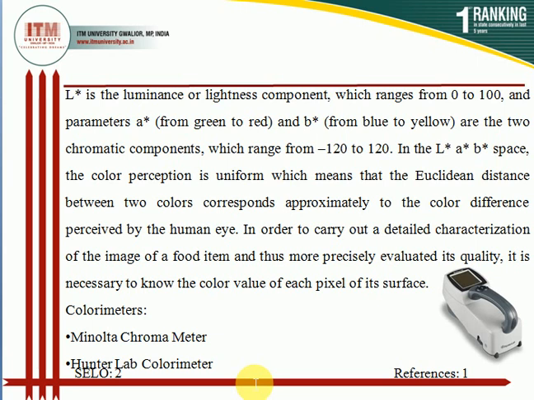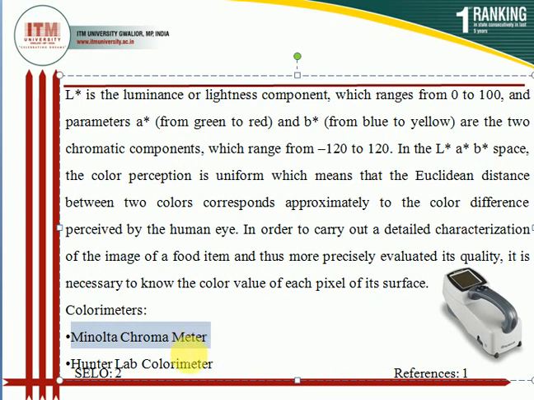Hunter Lab color also gives the LAB values, with similar ranges: lightness, greenness and redness, and blueness and yellowness. But there is only one difference. Before using, we have to standardize the Hunter Lab color, and we don't need to standardize the Minolta colorimeter. This is an easier handling process, the Minolta colorimeter compared to Hunter Lab color.